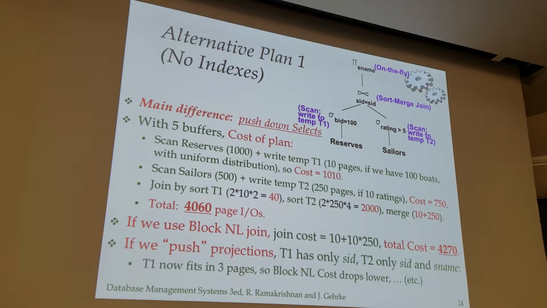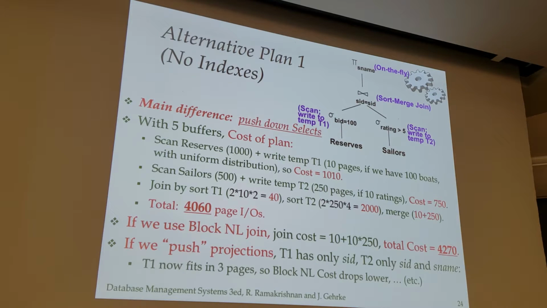We're going to do the same trick with sailors. We're going to read through all 500 pages of sailors. Assume that there are 10 ratings, that the ratings go from 1 to 10. If we're making our uniformity assumption, then we're going to end up having 5/10, which is 1/2 of the ratings being greater than 5. So we're only going to get half of the pages. We're going to have 500 to scan, 250 to write out only that half of the sailors that have rating greater than 5. That's going to be 750.